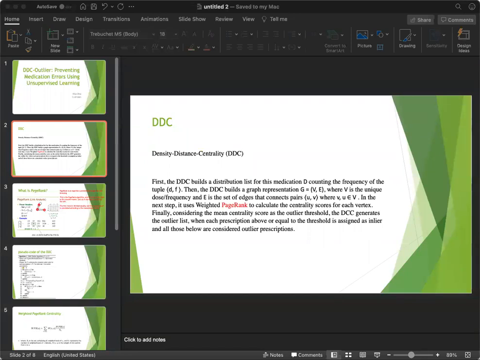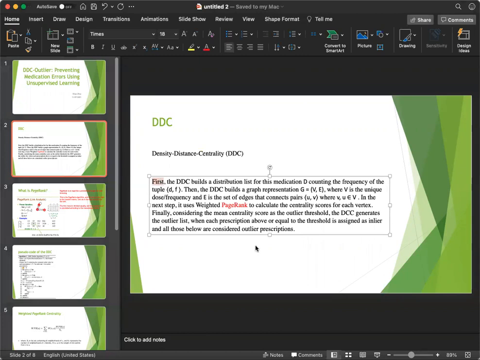cellularity. The following are the 4 steps of how to use DDC. The first step is to build a distribution. The second step is to build a graph, and the next step is to calculate the similarity using the weighted PageRank algorithm, and the final step is to use some threshold to recognize whether the data is an outlier or inlier.